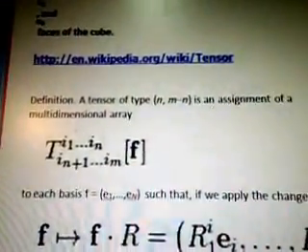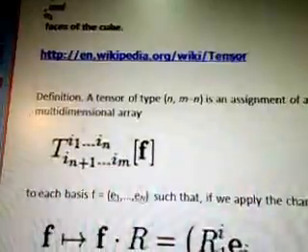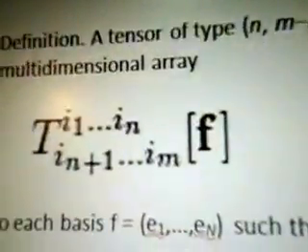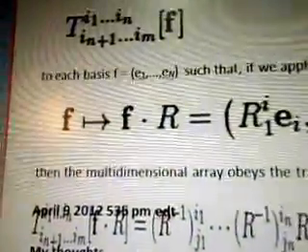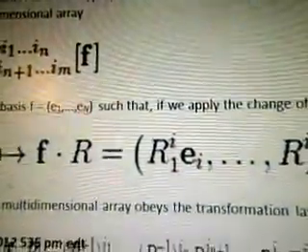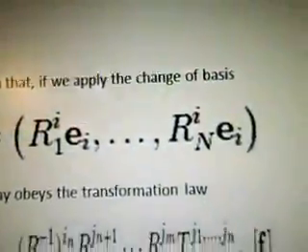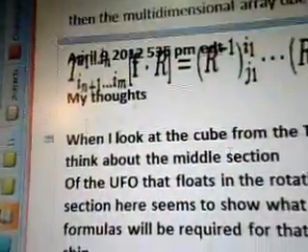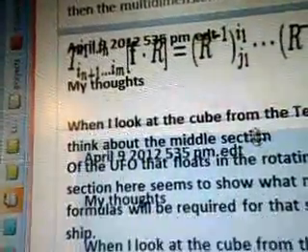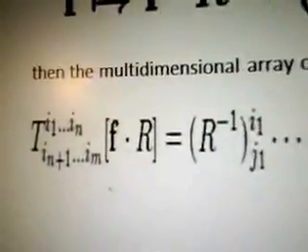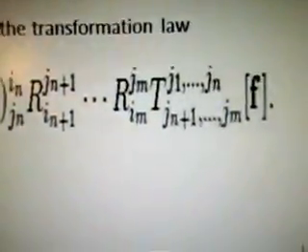Definition, a tensor of type (n, m) is an assignment of a multidimensional array. So that's what it looks like. To each basis, E1, E2 and such, we apply the basis of this to this. Then the multidimensional array of transformation laws of this. Oops, sorry. This is in the way. Okay. That's what it looks like.